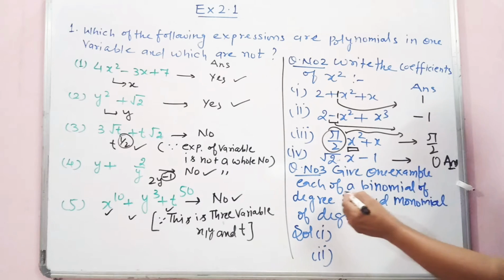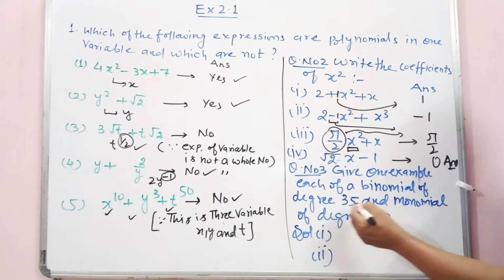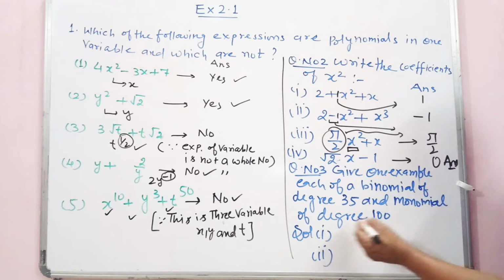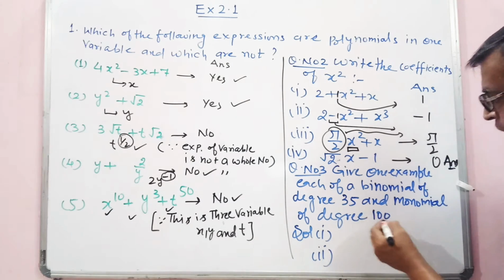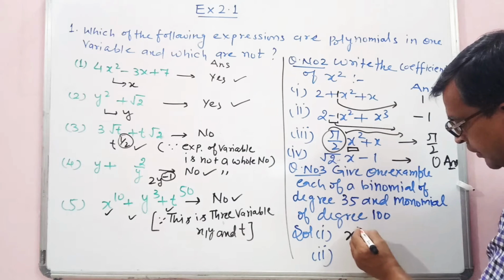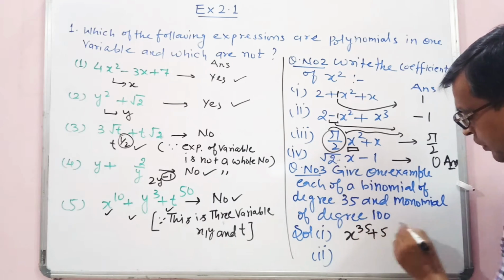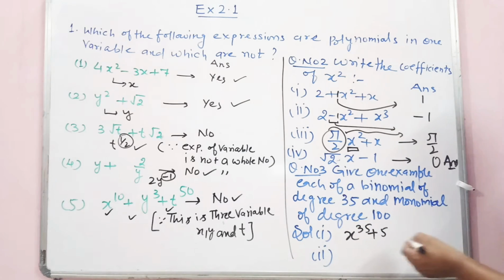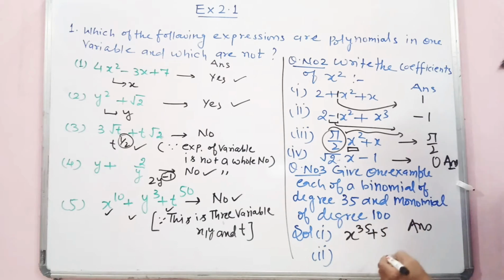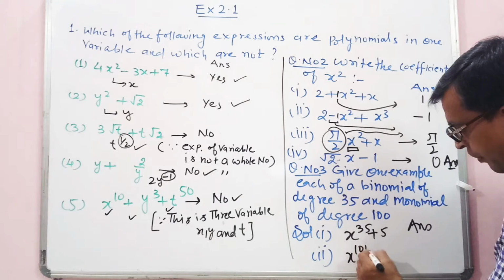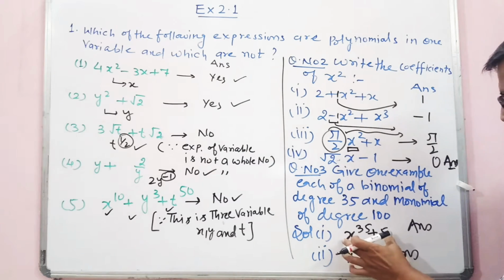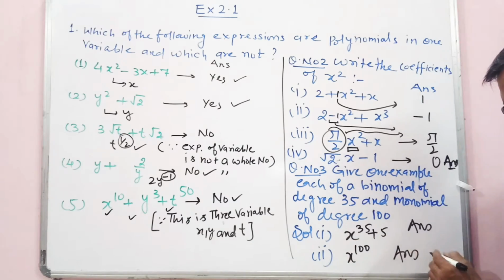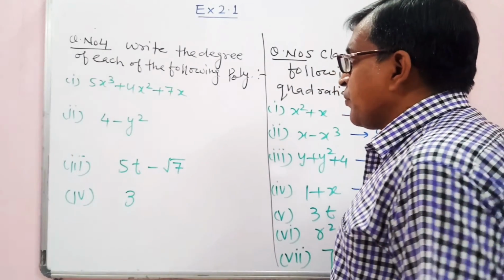Give one example each of a binomial of degree 35 and a monomial of degree 100. Binomial means two terms are there. The degree given is 35, x to the power 35 plus 5. More examples, write down yourself also. This is the answer. Now monomial of degree 100. Now x raised to power 100. Monomial has one term. Binomial has two terms. This is the answer.